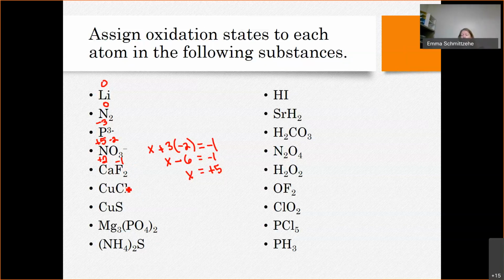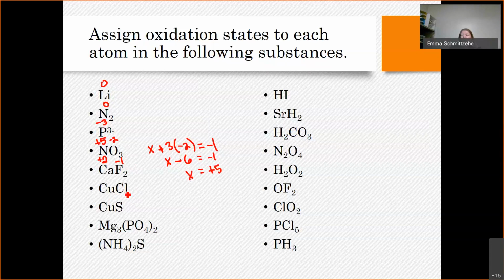Okay, next one I have CuCl. Now, this one can seem like, okay, well, we weren't given any information about either of these, right? Because copper, well, that's a metal, so I know it's got to be positive something, but it's not a group 1 or group 2. And then I have chlorine, and that one we weren't told anything about. So then you need to think about, okay, this is an ionic compound.